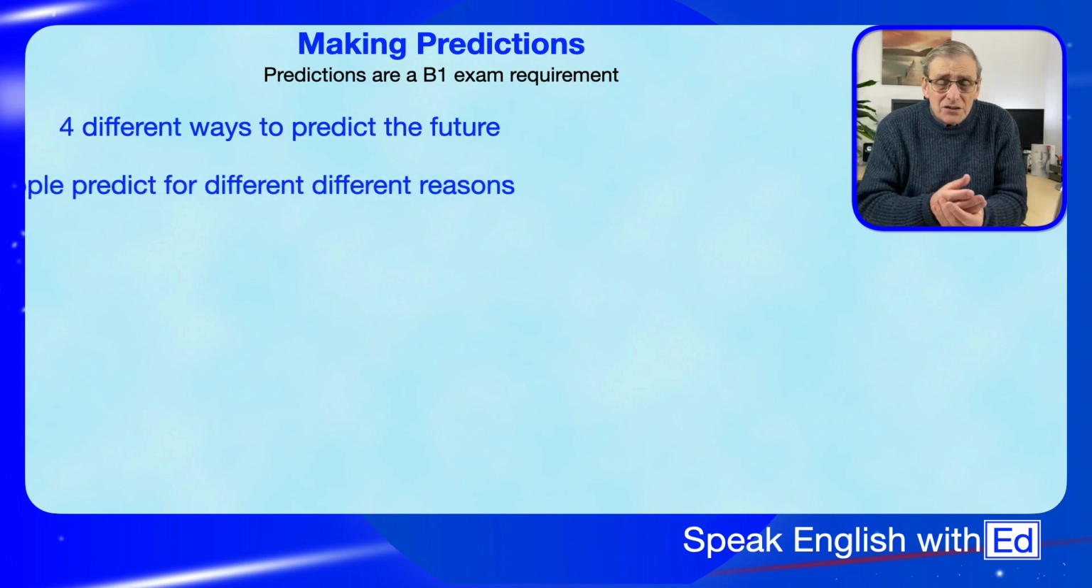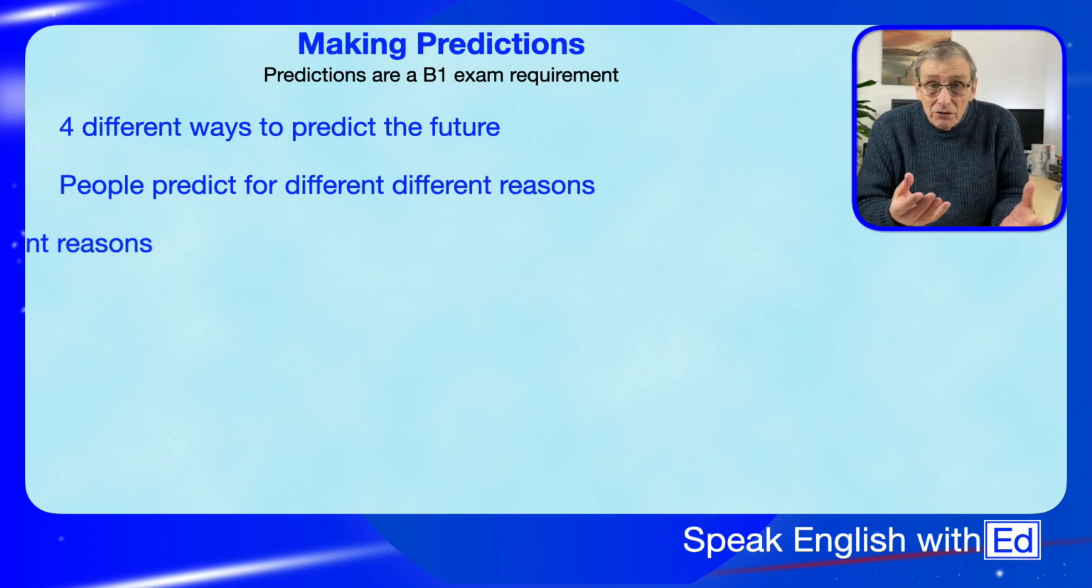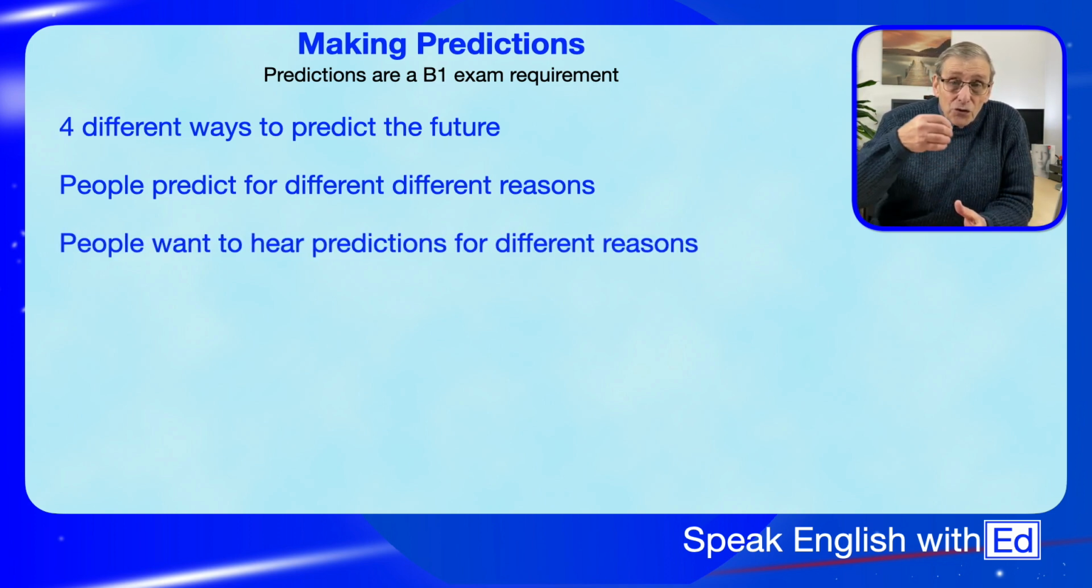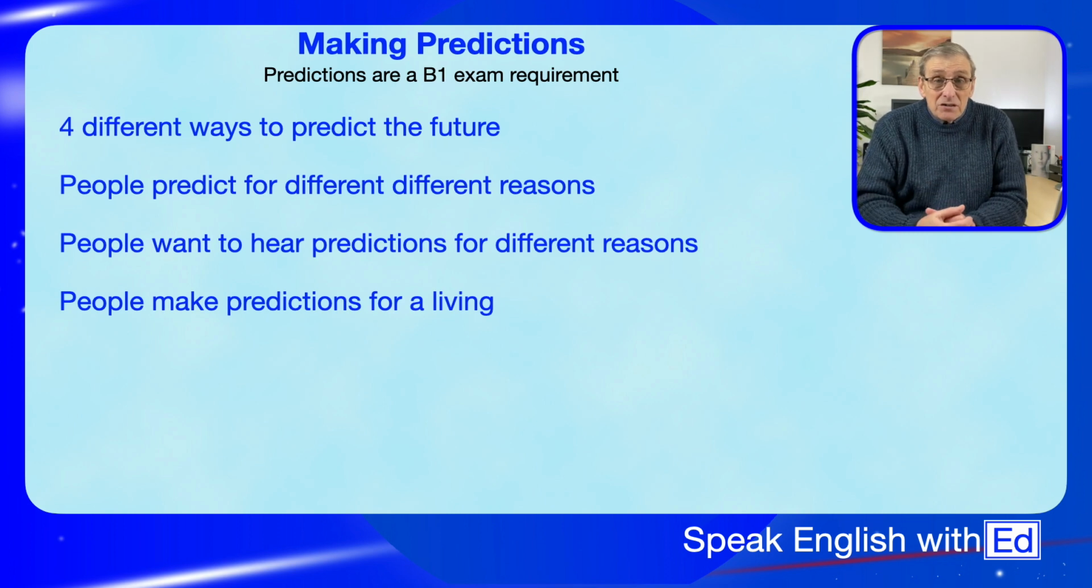Now, we've already said that there are 4 different ways of predicting the future, but there are many reasons why people predict the future. There are many reasons why people want to know what is being predicted for the future. And for this reason, lots of people predict for a living. They have a job. Their profession is making predictions.